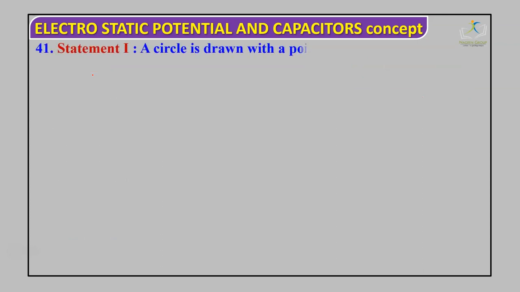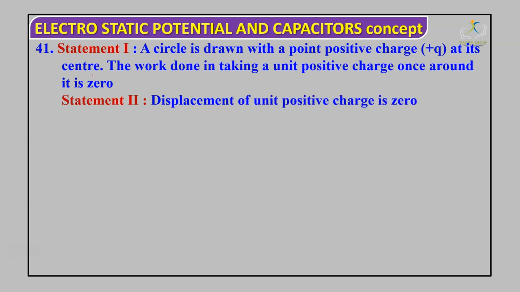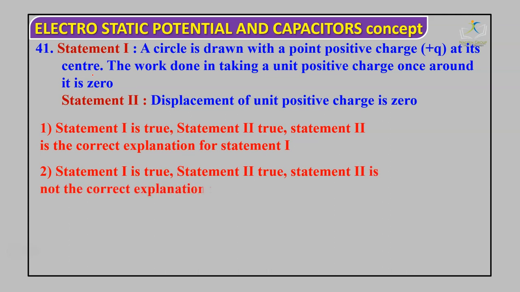Next question we have. Statement first: a circle is drawn with a point positive charge at its center. The work done in taking a unit positive charge once around it is 0. Second statement: the displacement of a unit positive charge is 0. Statement first is true, statement second is true. Statement second is a correct explanation for statement first. Statement first is true, statement second is true.